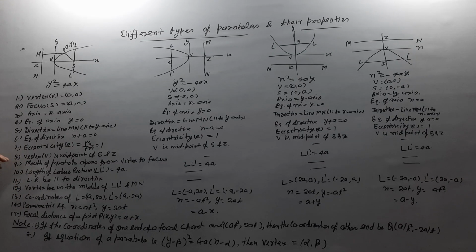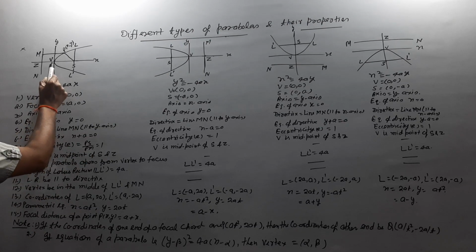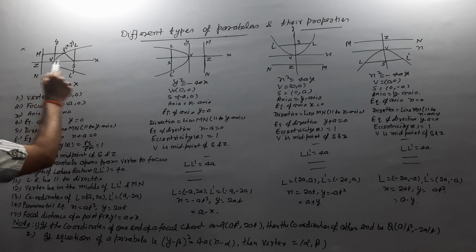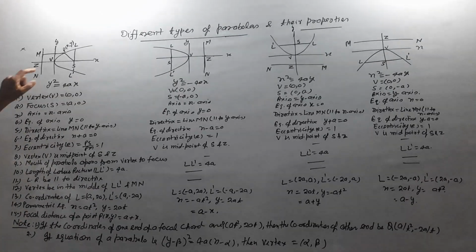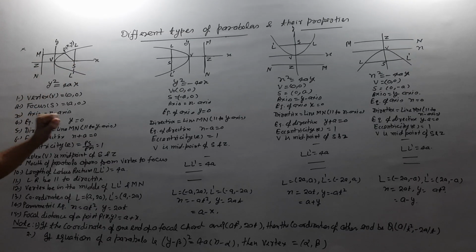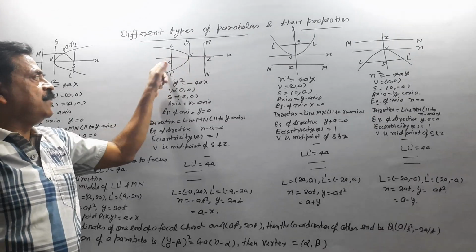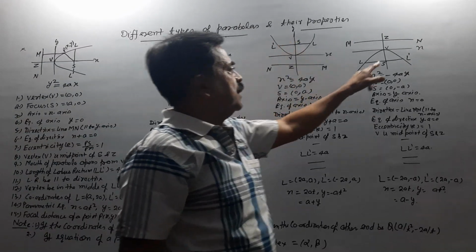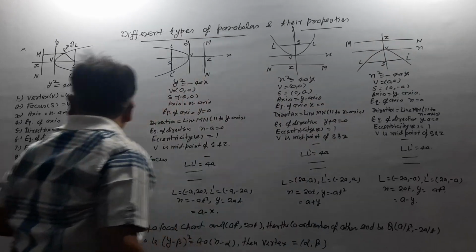Next, the 8th point: vertex B is the midpoint of S and Z. B is this point, S is the focus, and Z is the point of intersection of the directrix and the axis of the parabola. So B is the midpoint of S and Z. Similarly, here too, B is the midpoint of S and Z.